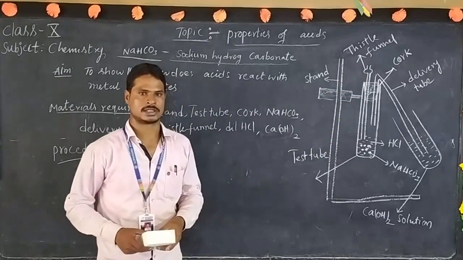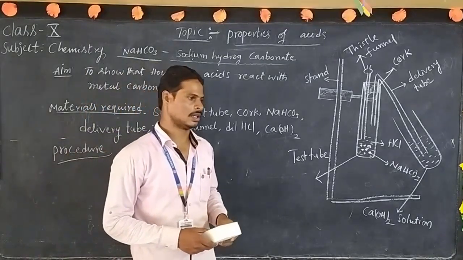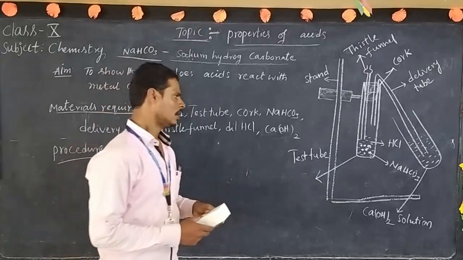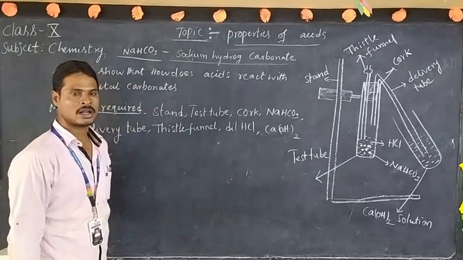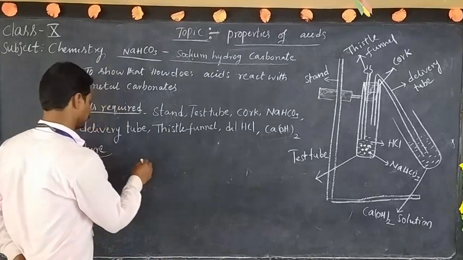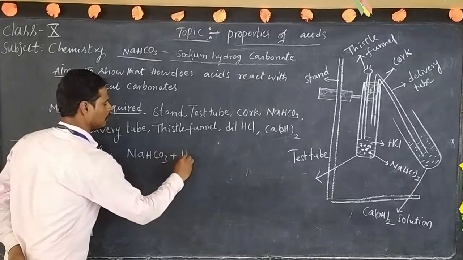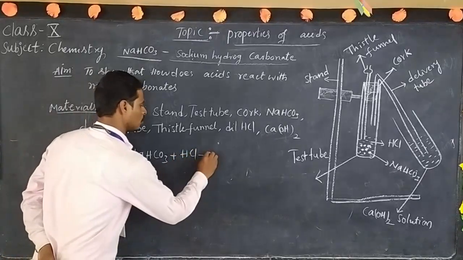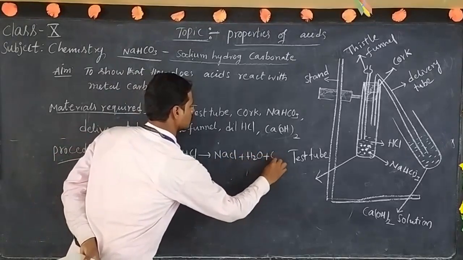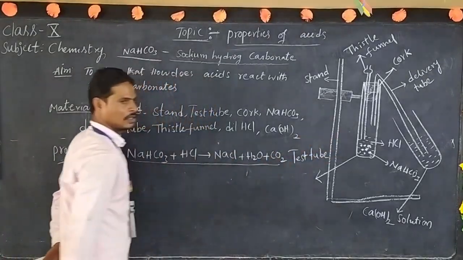Then what do you notice? Is there any change? Name the gas evolved in the process. How can you identify the liberation of gas? Now, sodium bicarbonate reacts with hydrochloric acid to form salt, water and CO2. This reaction occurs in the test tube.